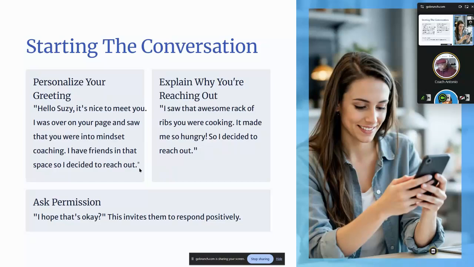This is how you break the ice. This is how you go in with context. "I saw that awesome rack of ribs that you were cooking," with context, so that you can build a bridge. That's what context does. Context builds a bridge that you and that person can walk up to each other and greet each other and begin to have a meaningful conversation and build a meaningful relationship.